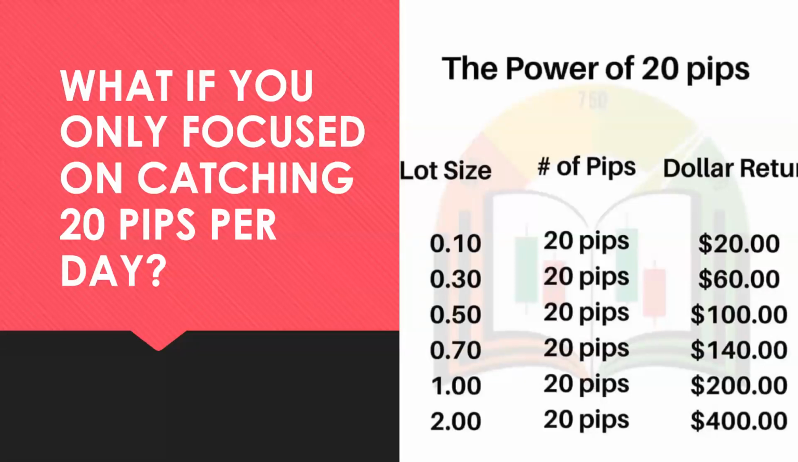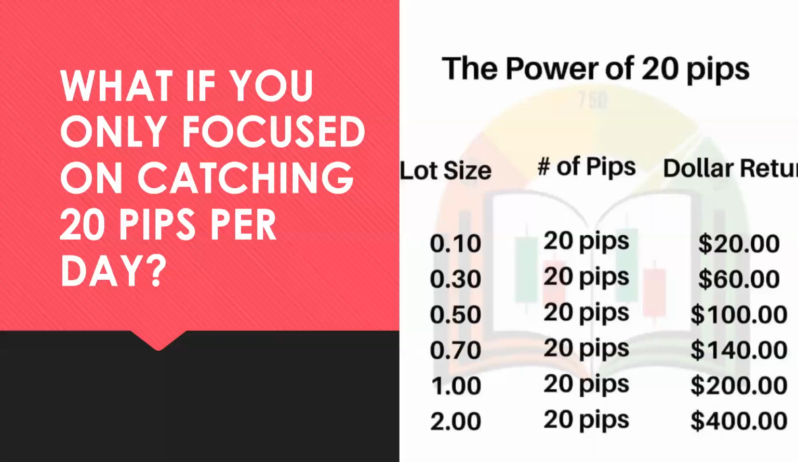Let's say we're trading a lot size of 0.50, $5 per pip, 20 pips, a very small move. I just showed y'all one hour. Our profit so far would have been $300 for the week. At a 0.70 lot size at $7 per pip, what would have been our profit by today? $420.